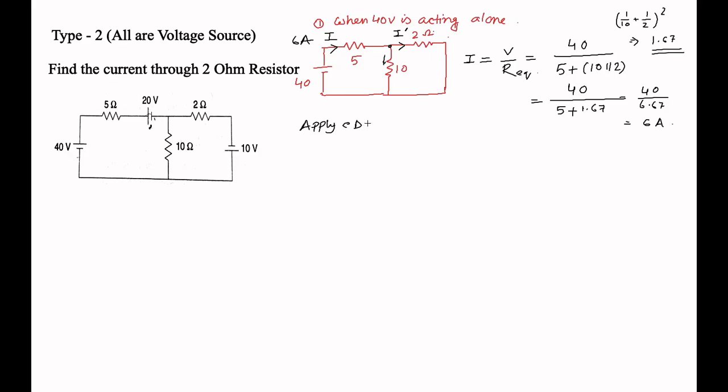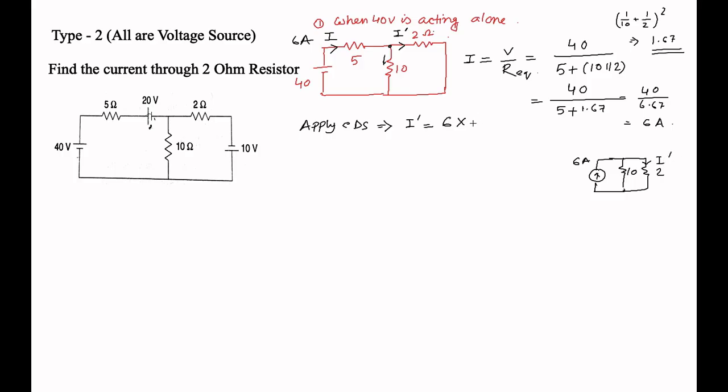Now, applying the current division rule, what is the current I dash? It becomes 6, the total current, into... we have to find the current through the 2 ohm, and the 2 and 10 are in parallel. So here it is a 6 ampere current source, here a 10 ohm resistance and a 2 ohm resistance. We have to find the current through the 2 ohm, that is I dash.